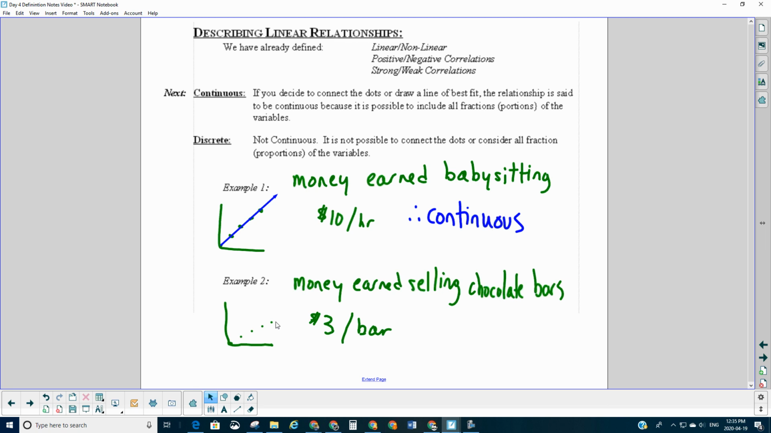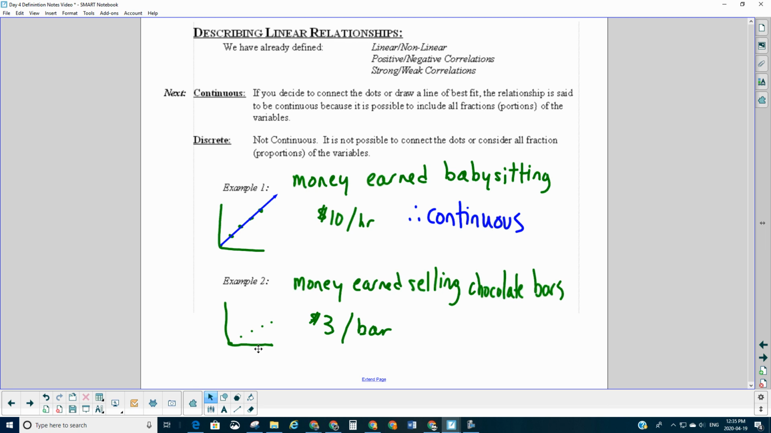The question on this one: can you earn $7 selling chocolate bars? Well, no, you can't, because seven would be somewhere between $6 and $9. But you're not going to make seven. You're going to make $6 if you sell two, and if you sell a third, you jump straight to nine. It's impossible to sell $7 worth of chocolate bars because you're not going to sell half or a quarter of a chocolate bar.